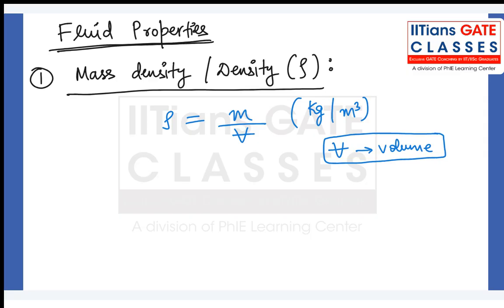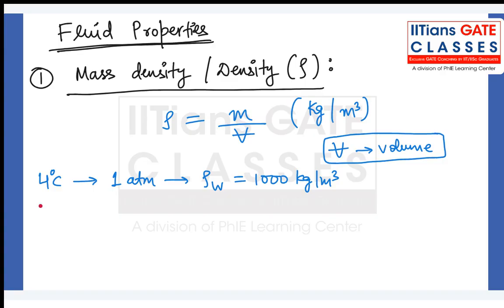But this density value is actually at 4 degrees Celsius temperature, 1 atmosphere pressure, which is your normal atmospheric pressure, and you will get the density of water, rho W, as 1000 kg per meter cube.